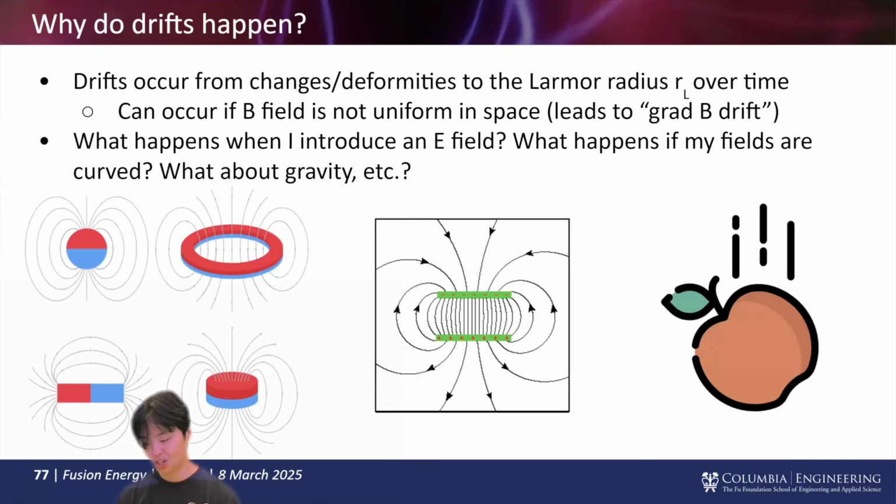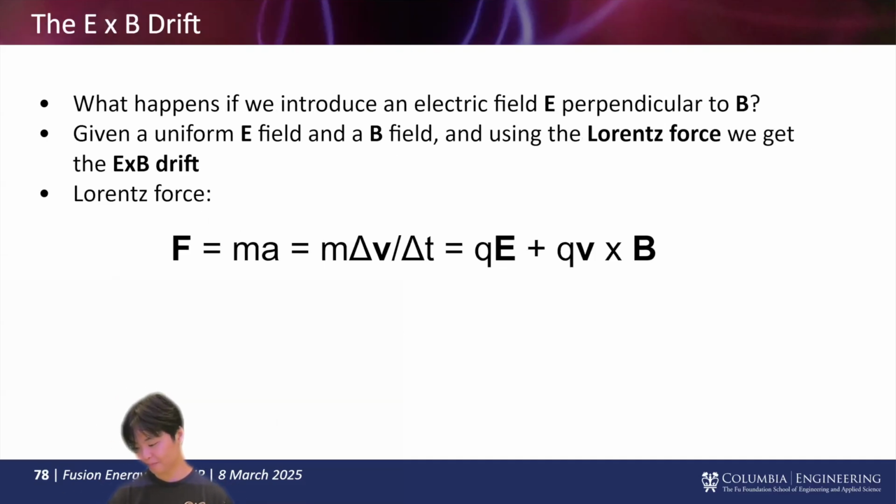But what happens if I introduce things like an electric field? What happens if my fields are curved? What about forces like gravity? These are all things that can affect the Larmor radius and therefore can introduce particle drifts.